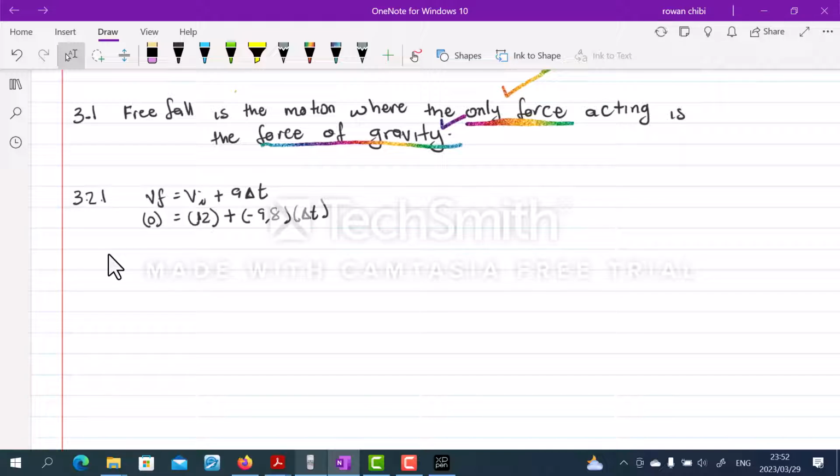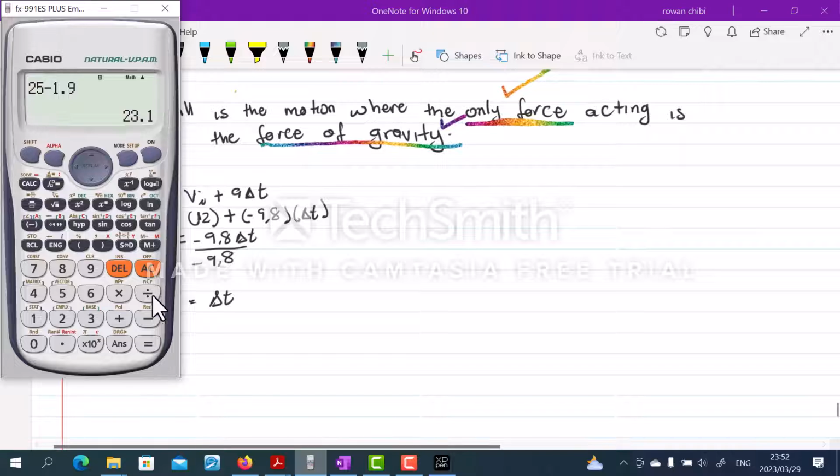We can take the 12 and put it that side. It's going to be negative 12. 9,8 times delta t is negative 9,8 delta t. So let's divide by negative 9,8 on both sides. So delta t is equal to 12 divided by 9,8. So the answer is 1,22.